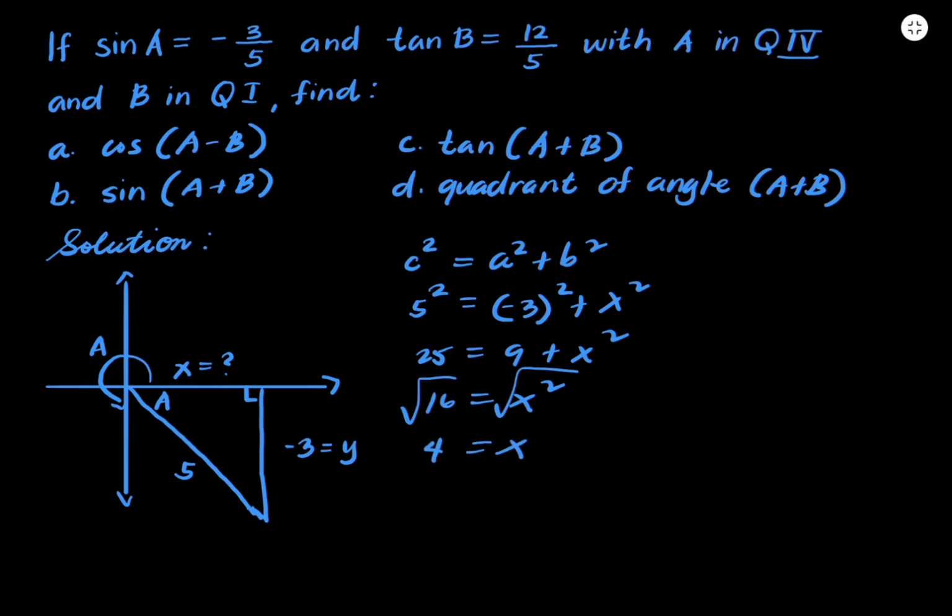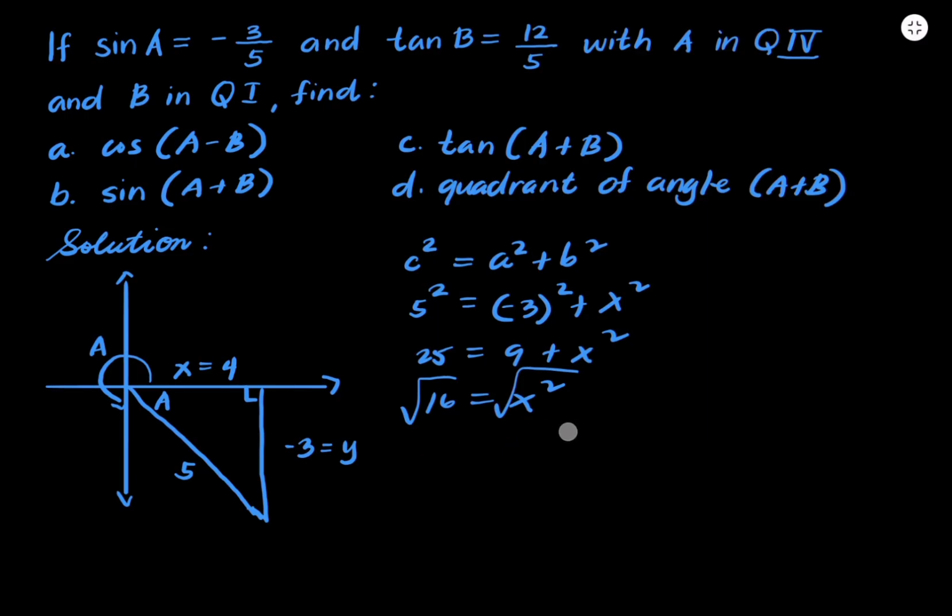4 only, because the angle terminates in quadrant 4. So X is positive. Okay? So here, X is equal to 4. And actually, this is a 3, 4, 5 right triangle. Okay? But in quadrant 4.